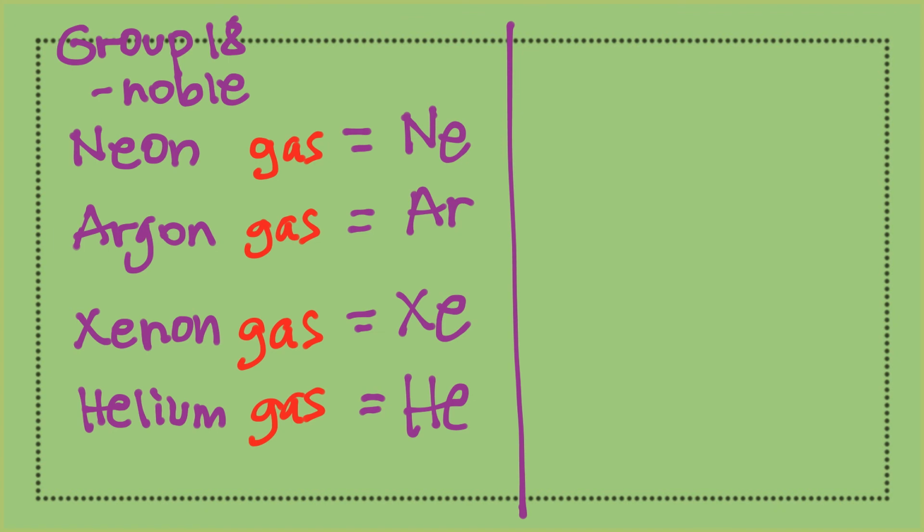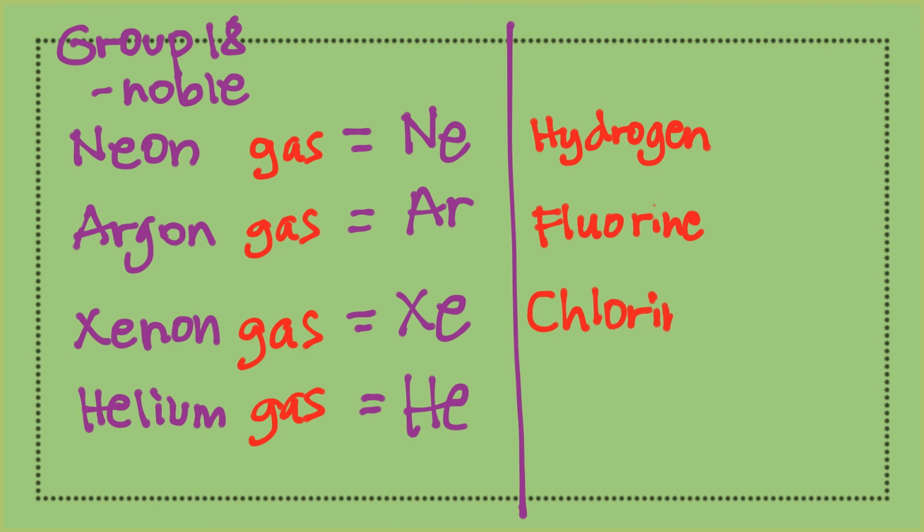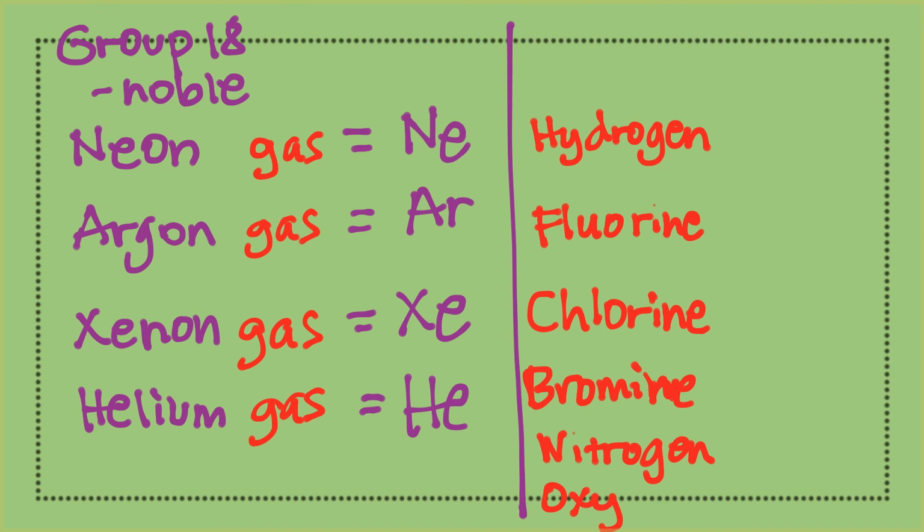On the other hand, guys, if it's not in group 18, for example, let's say hydrogen, and we're talking about the hydrogen molecule. Or let's take, for example, the fluorine molecule, or the chlorine molecule, or the bromine molecule, or the nitrogen molecule, that's an N by the way, or the oxygen molecule. These are all molecules, don't forget.